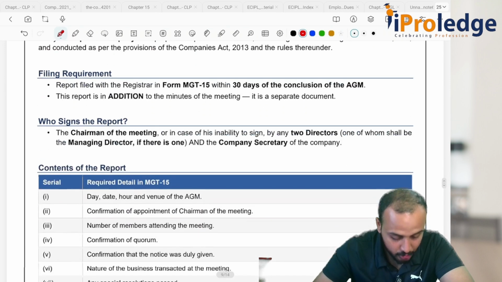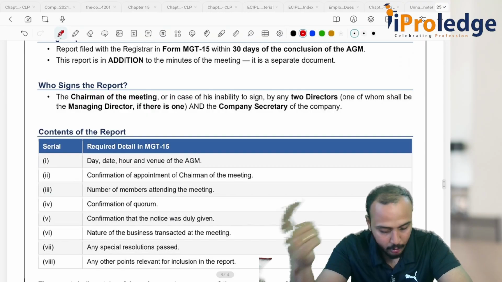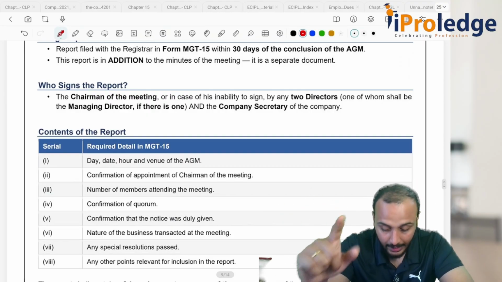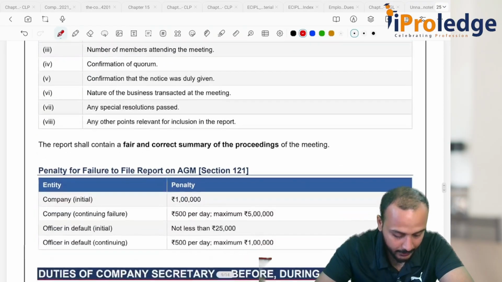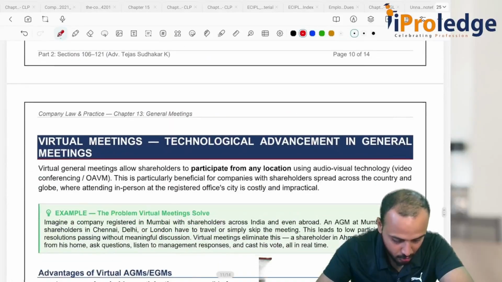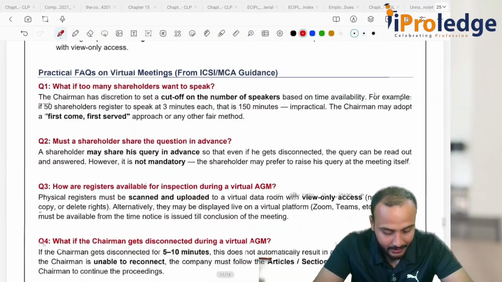Okay. Then who signs the report? The chairman of the meeting, or in case of his inability, then two directors, one of whom should be a managing director, and the company secretary of the company. Clear? That's it. And duties of the CS. I think you can go through it. Okay, so this was your general meetings.